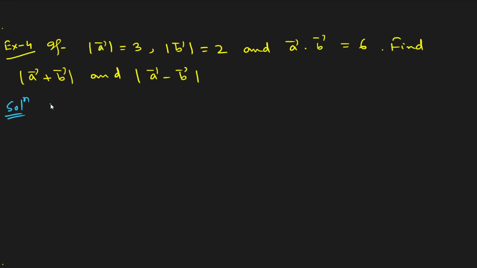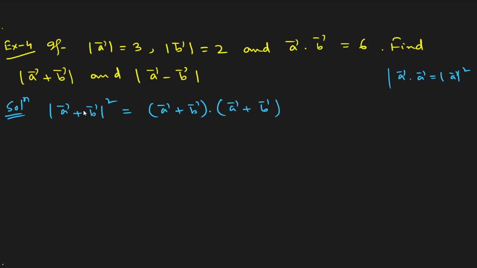So what we'll do, we'll write it like this: modulus a bar plus b bar whole square. I think you remember that there is one property like this: a dot a is equal to mod a whole square, right? So it will be a similar kind. What can we write? We can write a bar plus b bar dot a bar plus b bar, or you can simply square it: a square plus b square plus twice a b. That one also you can use.